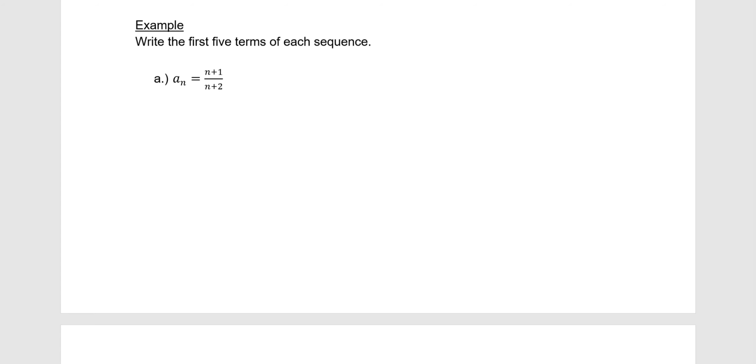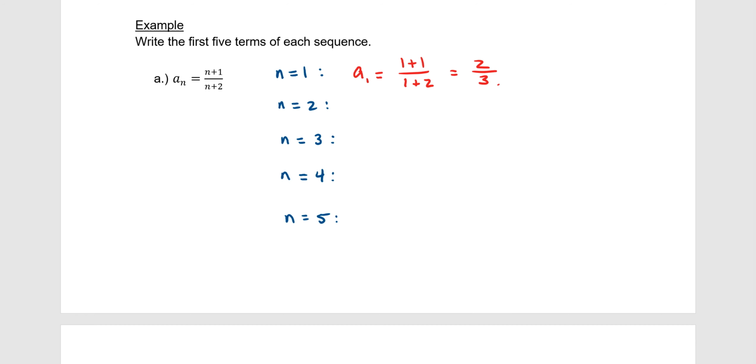And we want to find the first 5 terms. That means we want to find a1, a2, a3, a4, and a5. And that means we're going to be plugging in n equals 1 through n equals 5. So plugging in n equals 1, that's going to be a sub 1. So that's the first term in the sequence. And plugging in, a1 is going to be 1 plus 1 over 1 plus 2. That's going to give us 2/3 for a sub 1.